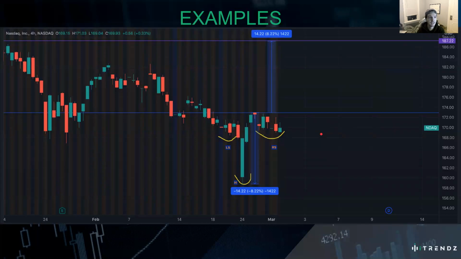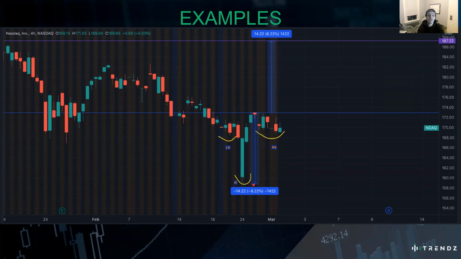So going forward, let's take a look at this NASDAQ chart. Again, I put this on the 4 hour this time. I think last time it was on the 1 hour. So now you can see it's a little bit clearer. You've got the left shoulder, the head, and the right shoulder. Measure it out. It's about 8.22% from the neckline down to the bottom of the wick.